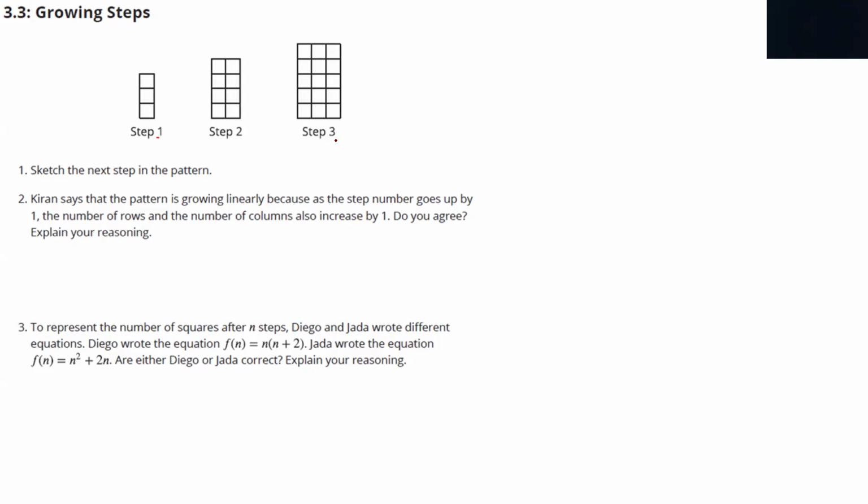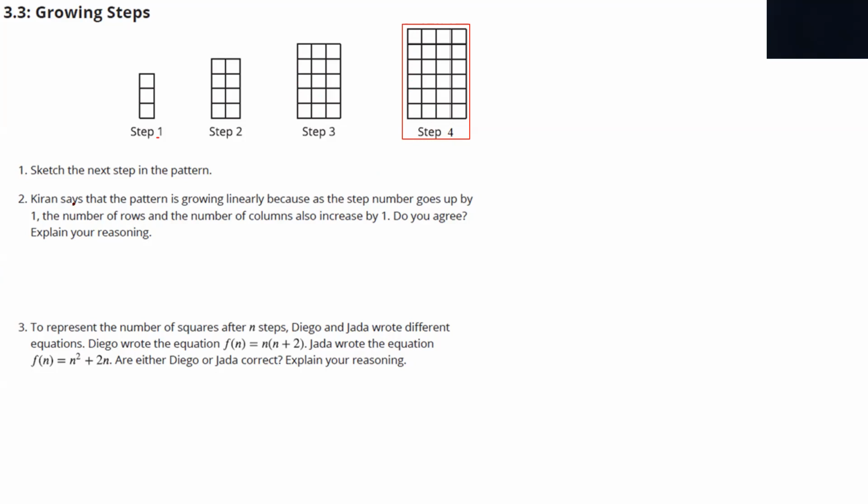Okay, so now that you attempted to describe the next step, I'm going to provide you the next step. And if you notice here, step 1 had 1 column, 3 rows. Step 2 has 2 columns, 1, 2, 3, 4 rows. Step 3 has 1, 2, 3 columns, 1, 2, 3, 4, 5 rows. And step 4 has 1, 2, 3, 4 columns and 1, 2, 3, 4, 5, 6 rows.